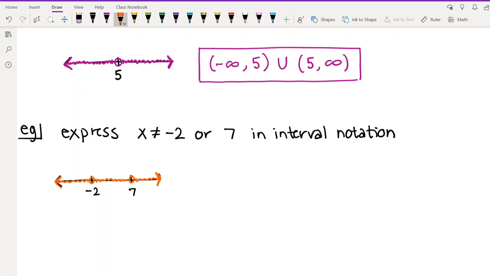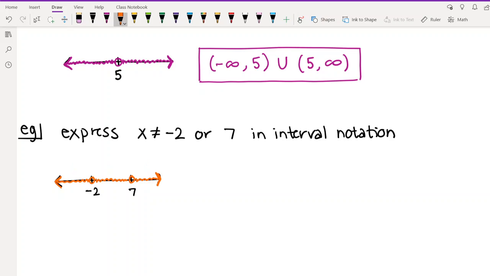All right, so how many intervals do we have this time? Well, now we actually have 3, right? We have one interval here, we have a second interval here, we have a third interval here. Because these points -2 and 7 are removed, those are the transition points between the different intervals.